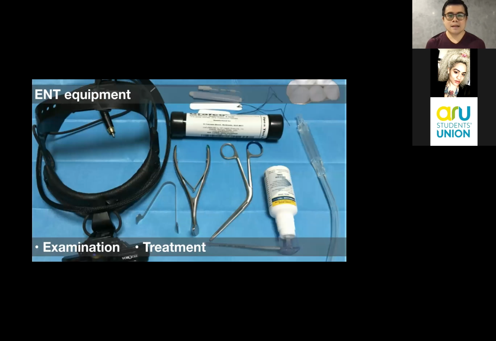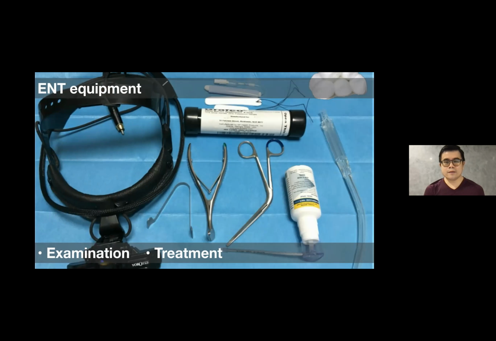So let's say now you are the FY1 on call for ENT and you get this call from ED. So what can you do? Same as before, you want to make sure that you are fully protected with your gloves, face mask, shield, and apron, because you don't want to get your face or clothes covered with blood.